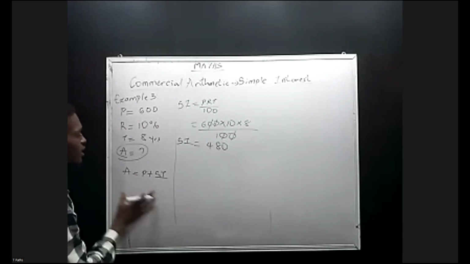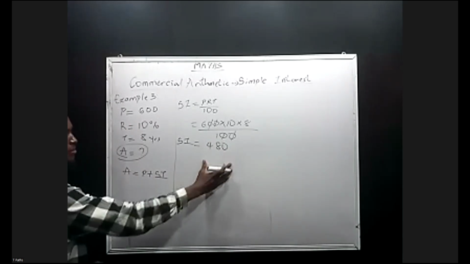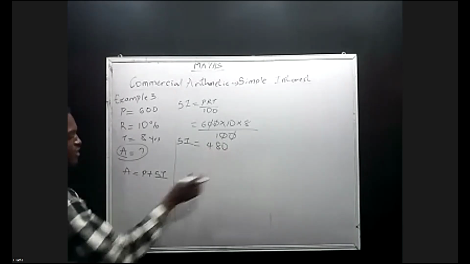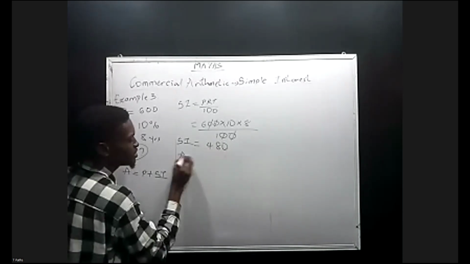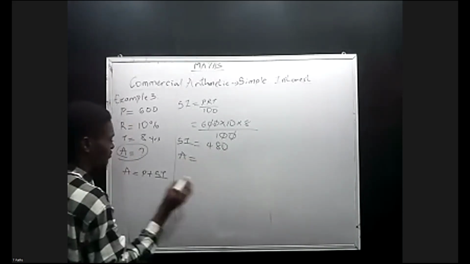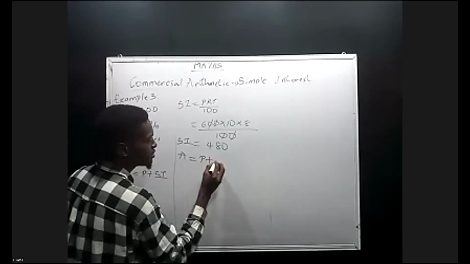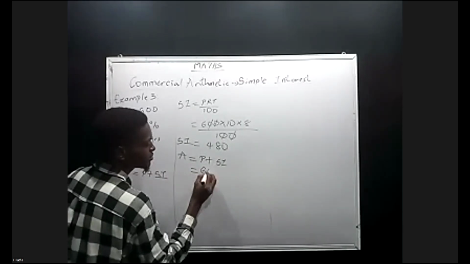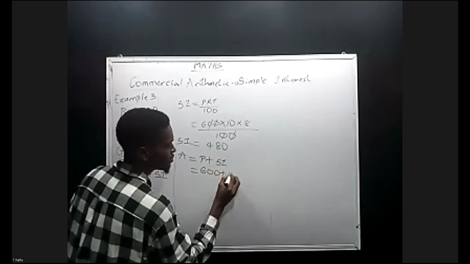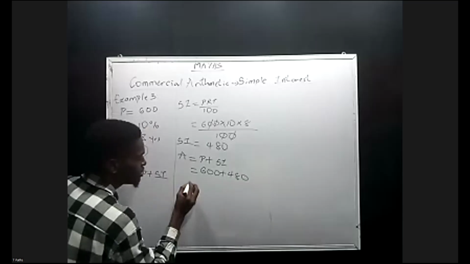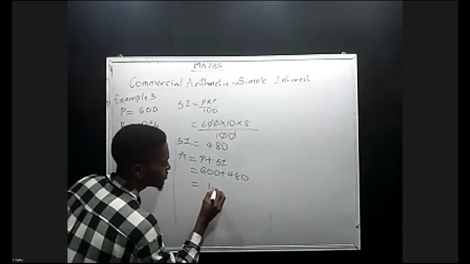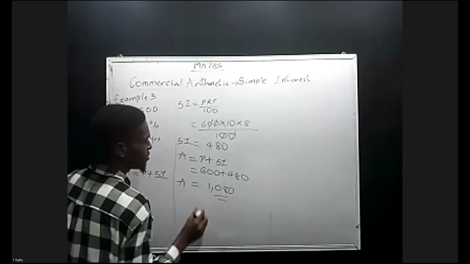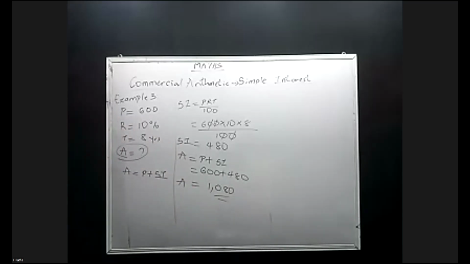Now we have to add our simple interest with our principal. Our simple interest, we have it to be 480, and our principal, we have it to be 600. So the amount, which is A, is equal to the principal plus the simple interest. Now this will be equal to 600 plus 480, which is 1,080 naira. So that means the total amount you are going to pay back is 1,080 naira.